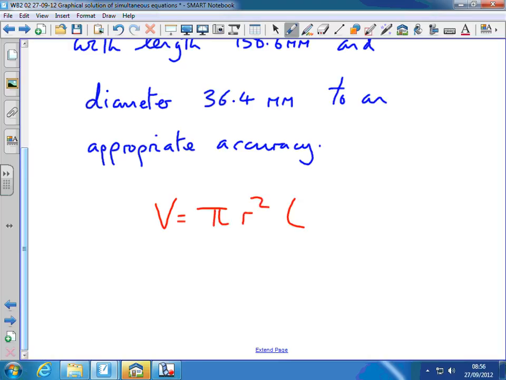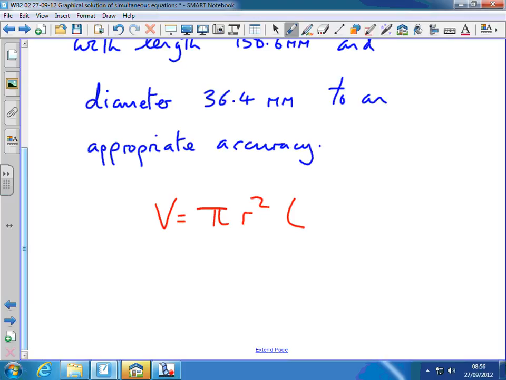The formula is pi r squared L, and as Ben says, it doesn't matter what the shape is, so long as it's got a uniform cross-sectional area all the way through. The volume is just the area of the cross-section multiplied by the length. So in the case of a cylinder, it's pi r squared multiplied by the length. Okay, and that's worth remembering.